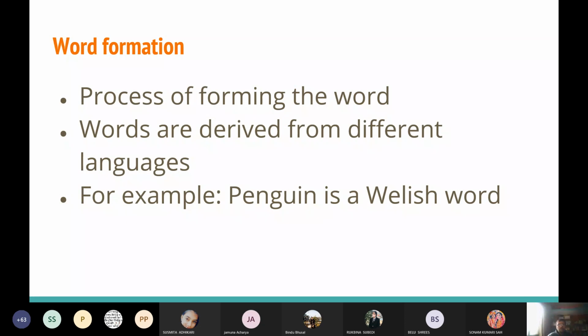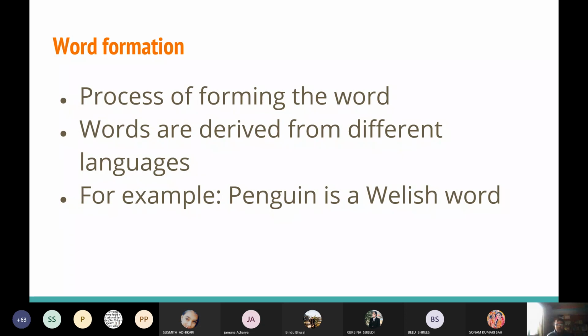So, what is word formation then? Word formation is a process of forming words, how a word is formed. It's a process. Second point, words are derived from different languages. For example, here, penguin is a Welsh word. Likewise, different words are taken from different languages.